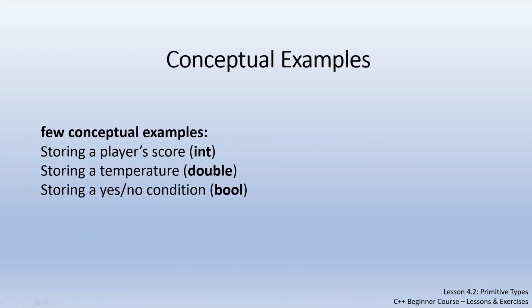Here are a few conceptual examples. A player's score would be stored as an integer. A temperature or distance would be stored as a floating point number. A yes/no condition, like whether a game is running, would be stored as a boolean. We're not running code yet, just understanding the idea.